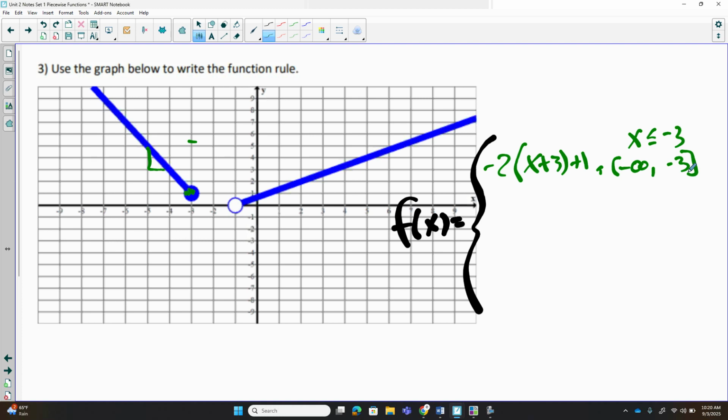All right, on the right line, the one on the right side, what is the slope? Yeah, it is 2/3, correct. And your point?